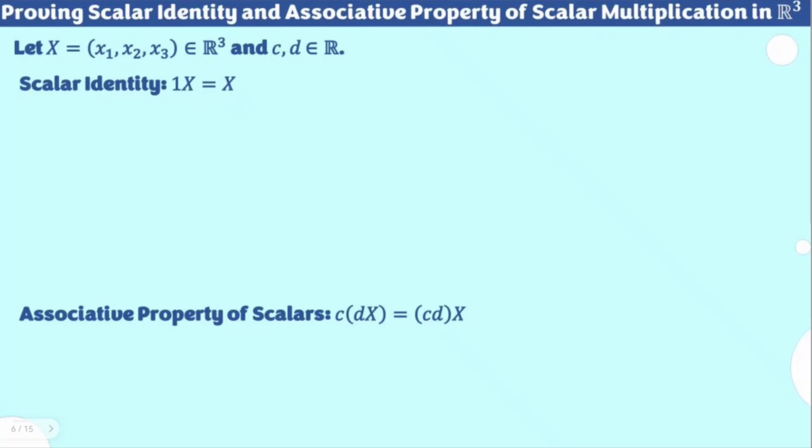First, let's prove that the scalar identity is actually true. That means if we multiply 1 to any vector, it's just the vector itself. That's why it's called scalar identity. We have the identity of multiplication being 1. So our x here is given as the components x sub 1, x sub 2, and x sub 3. Of course, it's in R3.